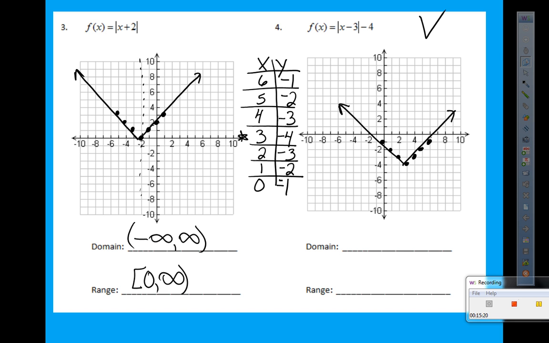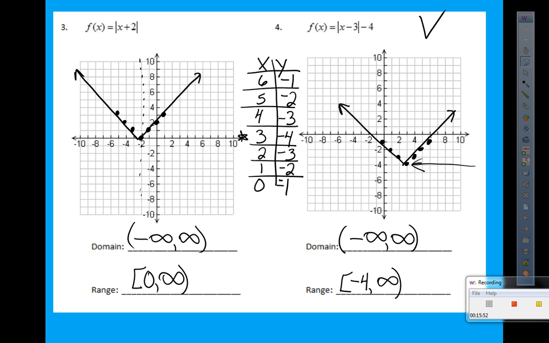Let's keep the domain easy. For every parabola that we do and every absolute value we do, it's negative infinity to infinity. Now let's get the range this time. What's the littlest y value that we're using? Well, if I look down here, the littlest y value I'm using is right there at negative 4. And it's going up. So bracket negative 4 to infinity.